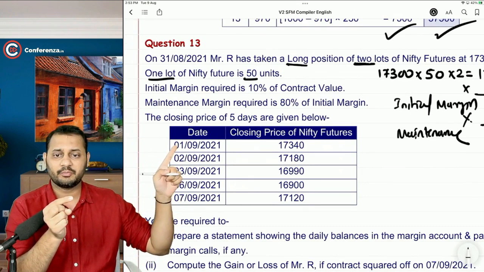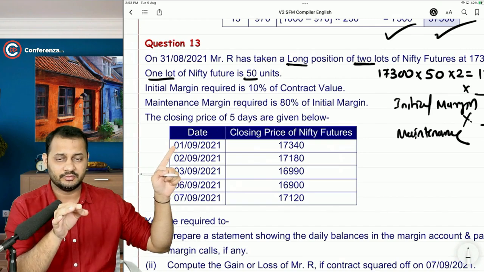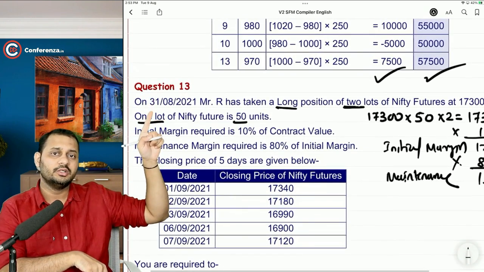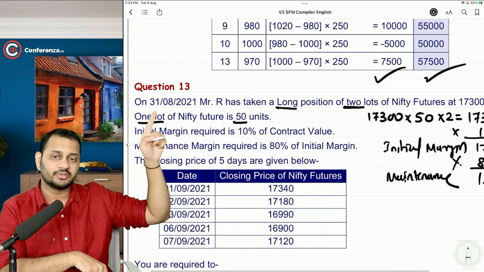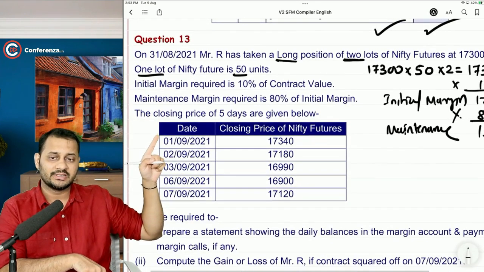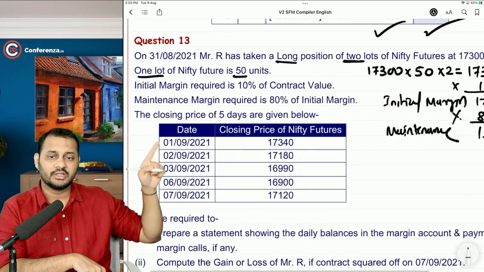This is on the 1st of September. That means the very next day of you purchasing the position in the futures. So 31st August was the first day for you. Now this is 2nd, 3rd, 4th, 5th, 6th. So there are 5 days.